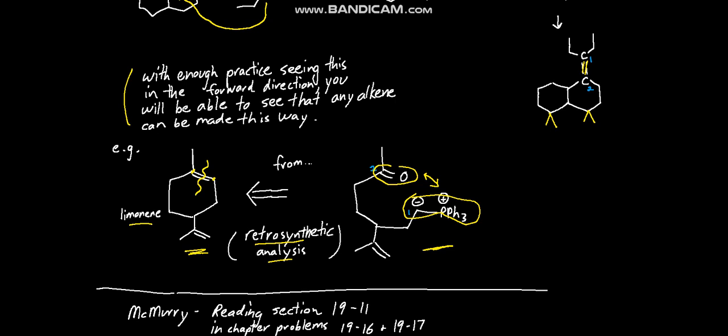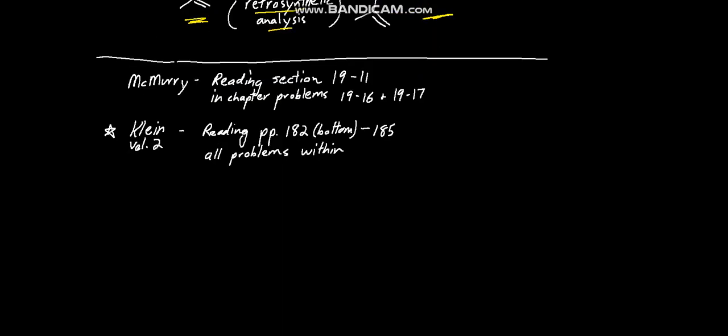There are some homework problems geared toward that in McMurry, I believe. I think it's that homework problem. This one relates to vitamin A. The McMurry reading is short. The Klein reading, again, in this case, I think is much better. And there are some more and better, well, equally good problems in Klein.